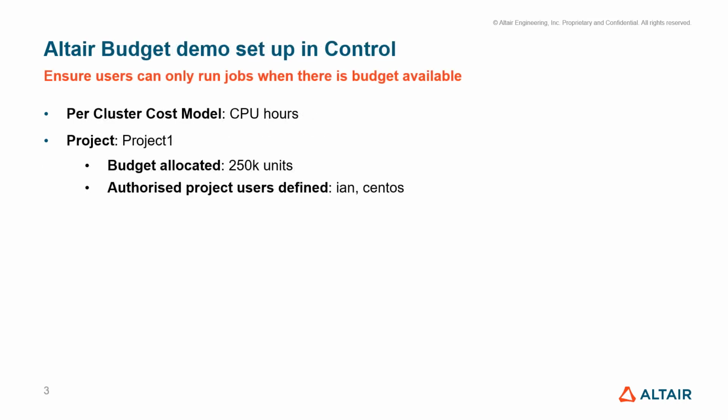We're going to show you a simple demo. The cost model for this demo is a very simple metric, just CPU hours. We've set up one project called Project 1, and we've allocated a budget of 250,000 units to that project. We've got two authorized users defined, Ian and CentOS, and so only those users can submit jobs to that project and can consume credit. This demo is run in the cloud, but it could also easily be running on premises.